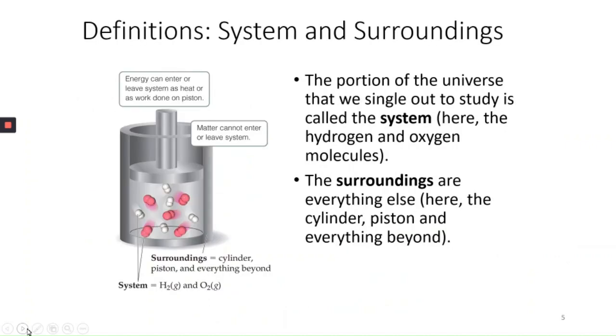So on the previous slide, I mentioned something about a system. So we have to make a good definition of what a system and the surroundings are. The system is what you're interested in. In our case, the system is going to be our chemical reactions, our reactants and products. Most of the time, that is going to be our system. So in this diagram here, the hydrogen and the oxygen molecules are our system.